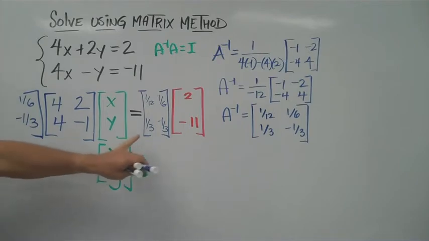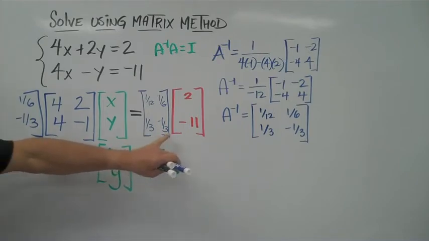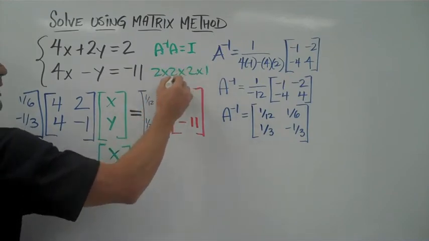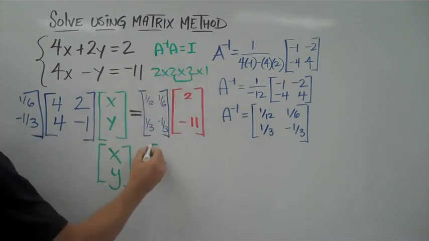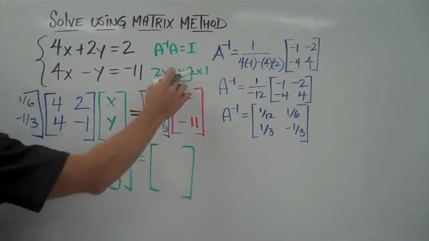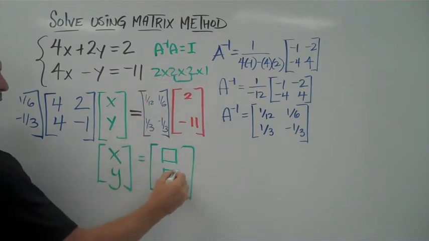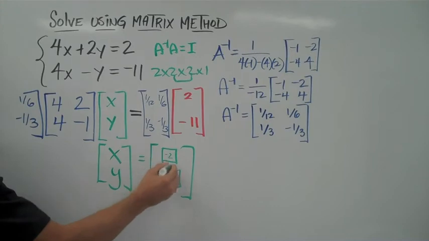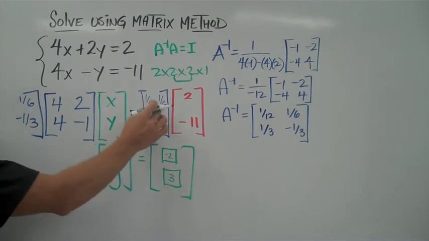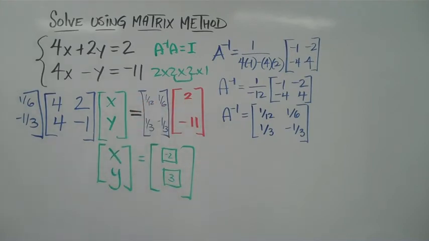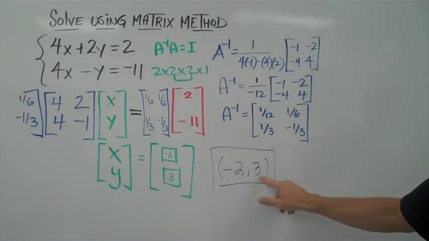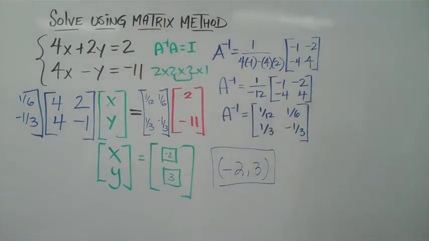And when you multiply this 2 by 2 matrix with this 2 by 1, a 2 by 2 times a 2 by 1 will give us a 2 by 1. It will give us what our xy is. It will give us a 2 row by 1 column. And when you do that all out, eventually you get negative 2 and 3 when I multiply this matrix times that matrix. Which means that x is negative 2 and y is 3. Negative 2, 3 is the point of intersection of these two lines.